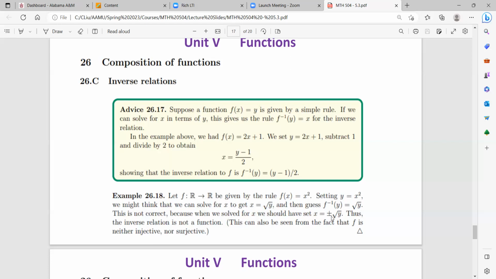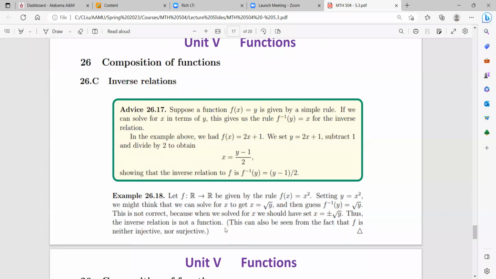So this inverse relation is not a function, because you get two branches. So it's not one function. Two branches, or two functions. So obviously, the inverse relation is not a function. But that can also be seen from the function f itself. f equals x squared is not one-to-one. It's not injective. It's two-to-one.